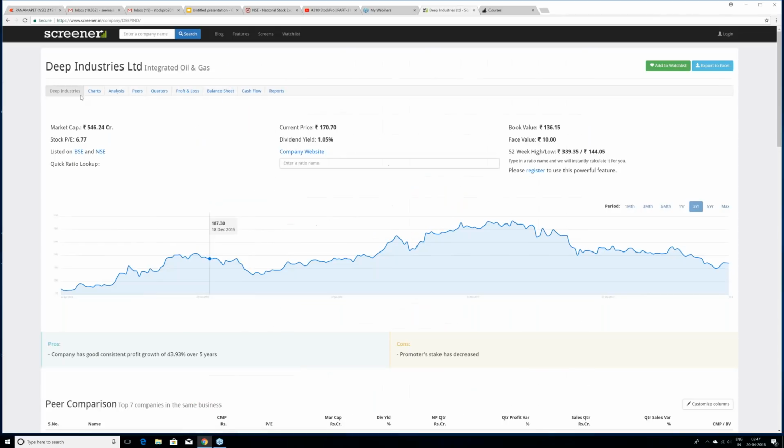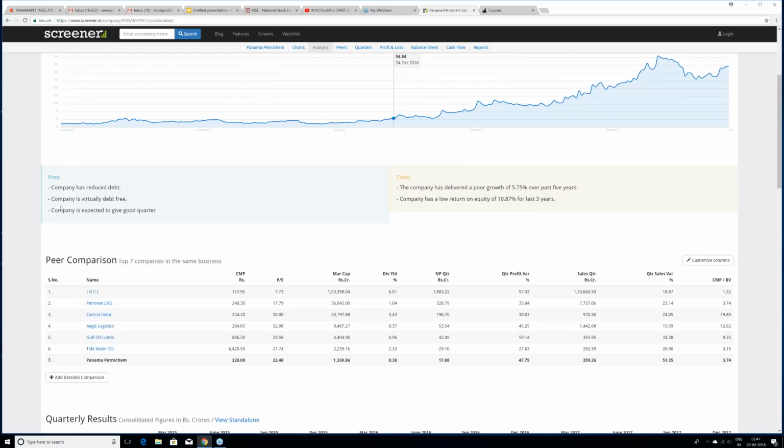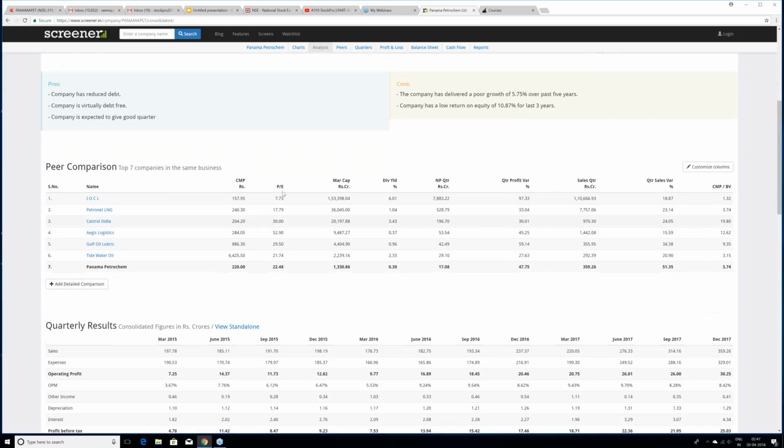Should we check its fundamentals? Let's see. Panama Petrochem. So 1,300 crore company, not bad, pretty decent market cap, and dividend yield 0.3%, and stock PE is 22.48, which is okay. And then, company has reduced debt, virtually debt free, expected to give good quarter. The company's delivered poor growth. These are the cons. Now, comparison wise, it's okay, decently placed, right?